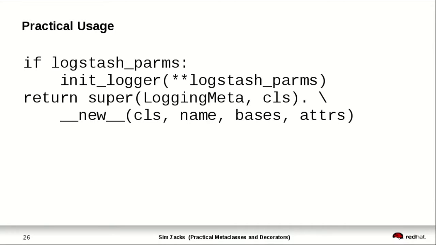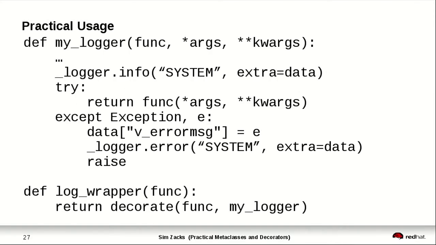And finally, in this new function that we're calling, we're going to init the logger, which is that initial code I showed you, which is how to get your logstash to work. And then we're going to call super again so that the type object finishes creating the class. So how does the myLogger function work?